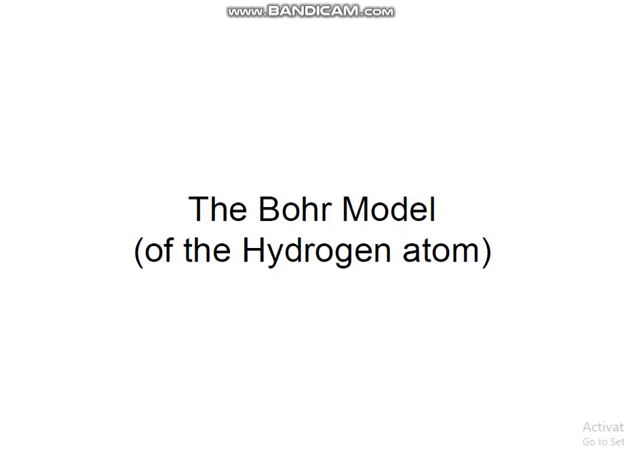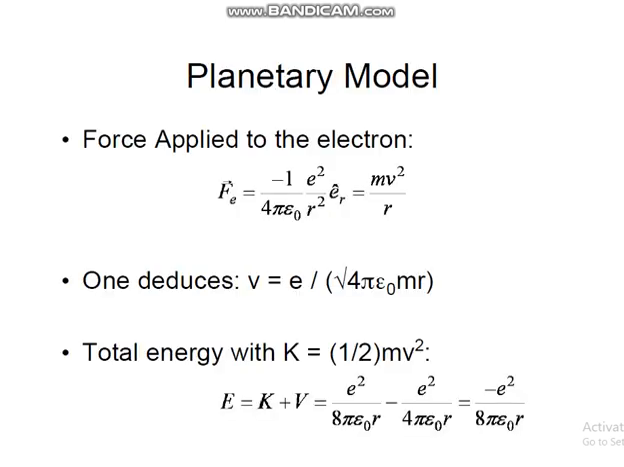The Bohr model of the hydrogen atom consists of a planetary model, and the force applied to the electron is given by F_e equals 1 by 4 pi epsilon naught, e squared by r squared, in the direction of r vector, which is equal to mv squared by r, and v reduces to e by root under 4 pi epsilon naught m r, and the total energy is given by half mv squared, that is K plus V.